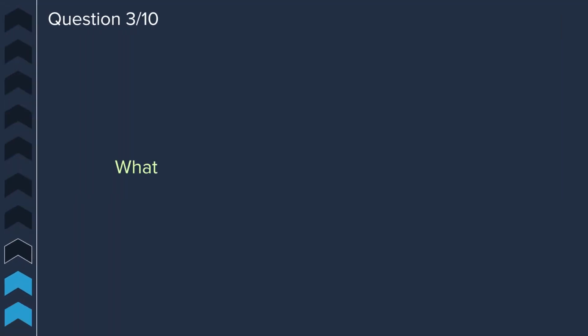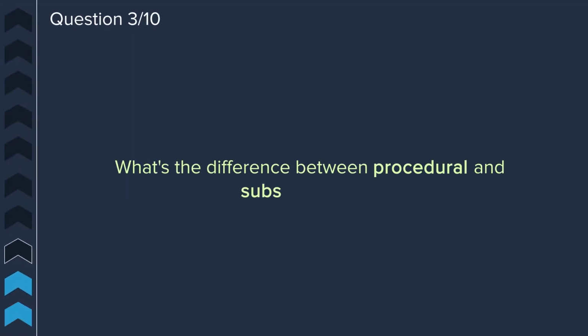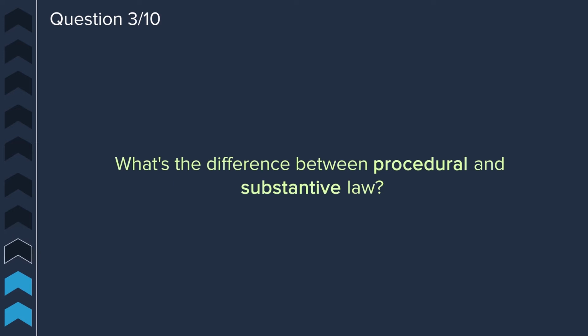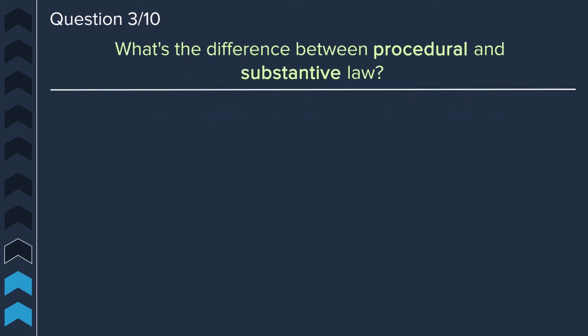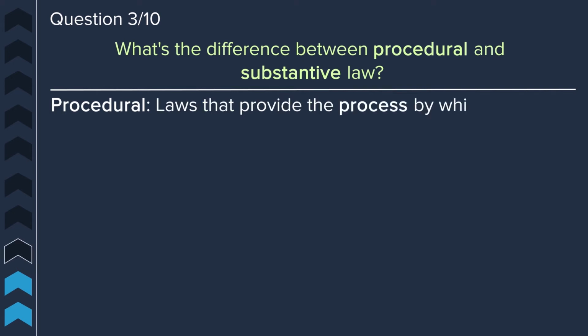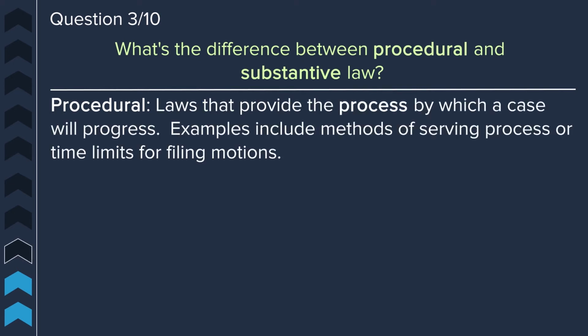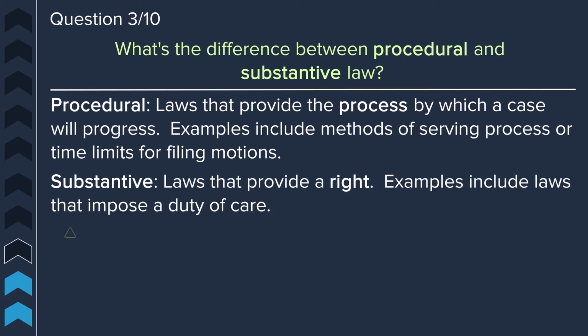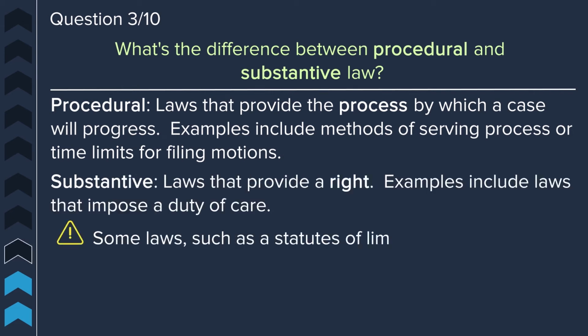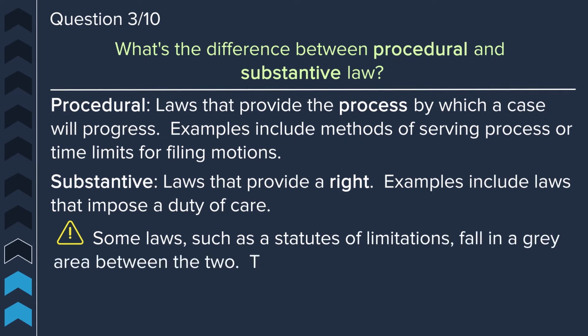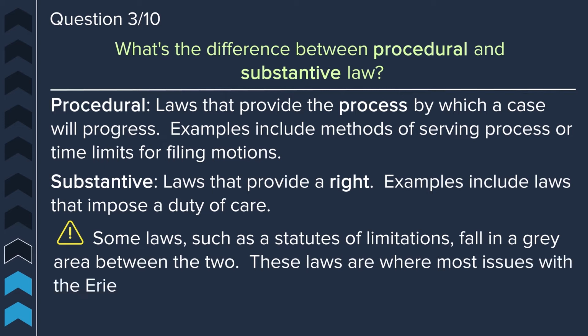Question 3. What's the difference between procedural and substantive law? Procedural laws are laws that define the process by which a case will progress. Substantive laws are laws that provide a right. Now, some laws, such as statutes of limitations, fall in a gray area between the two, and this is where most issues with Erie will come up.